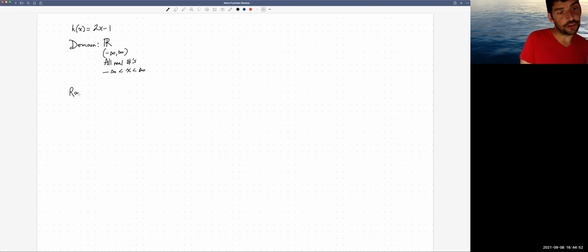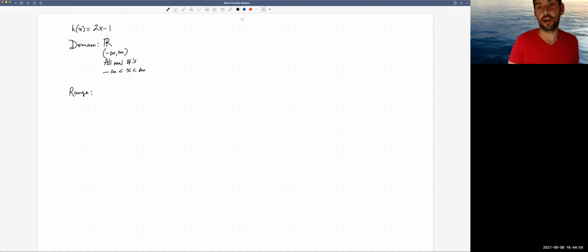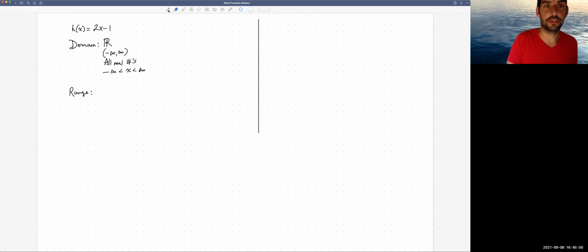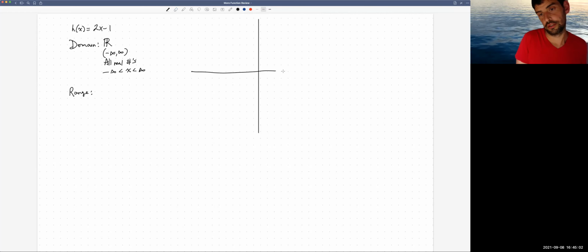The range is all the possible outputs, right? And so if we think about the graph of this function, just do a quick sketch.